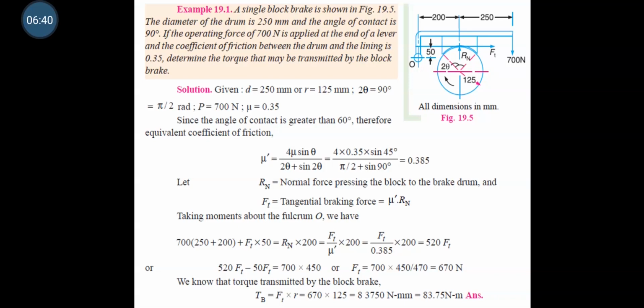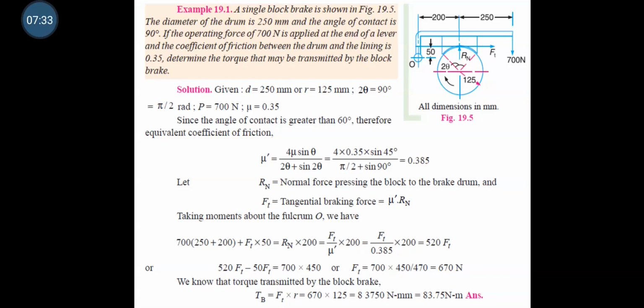block. So given D is 250 mm, first you write the given things: small d, small r, radius of the drum 125 mm, 2 theta is equal to 90 degrees, that's converted into pi by 2 into the radius. P is equal to 700 Newton, mu 0.35. Since the angle of contact is greater than 60 degrees, therefore equivalent coefficient of friction, mu dash is equal to 4 mu sin theta divided by 2 theta plus sin 2 theta. Solving these values, we find mu dash is equal to 0.385.